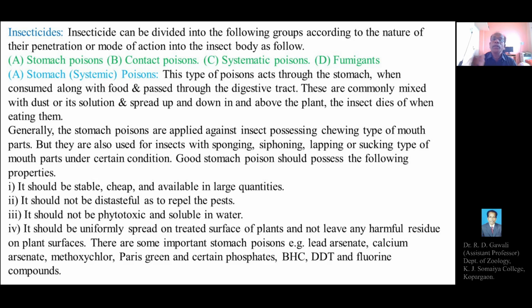It should not be phytotoxic. The stomach poison should not be phytotoxic, and it should be soluble in water. If it is phytotoxic, it is harmful to consumers, as humans cannot consume vegetables which can be toxic due to the stomach poisons. So any pesticide or stomach poison should not be phytotoxic.